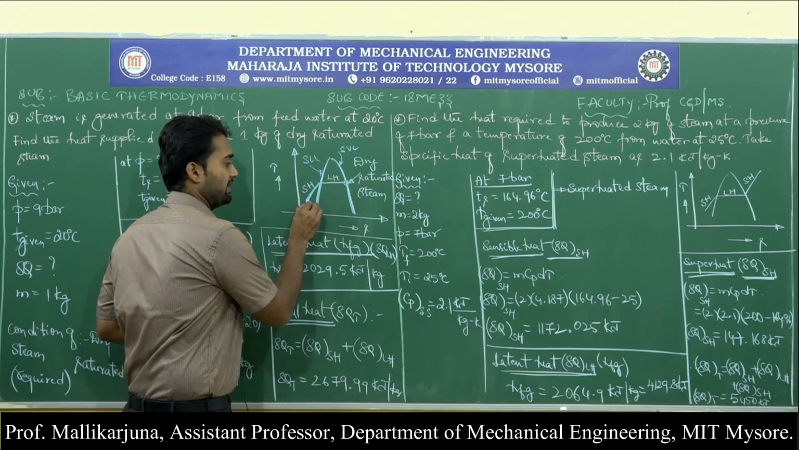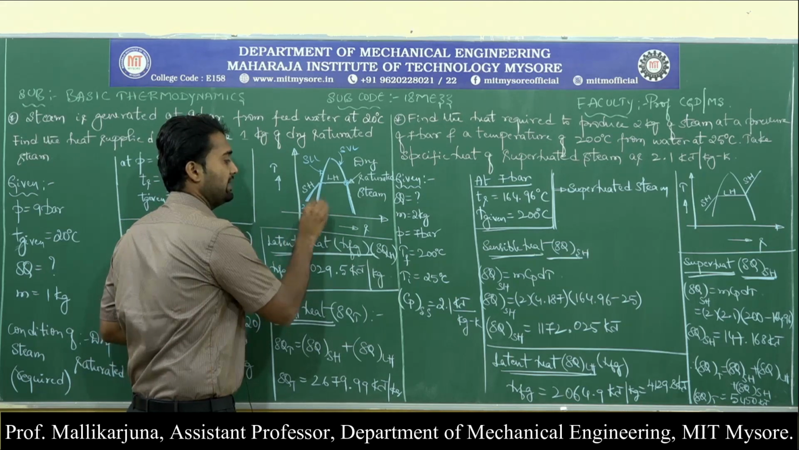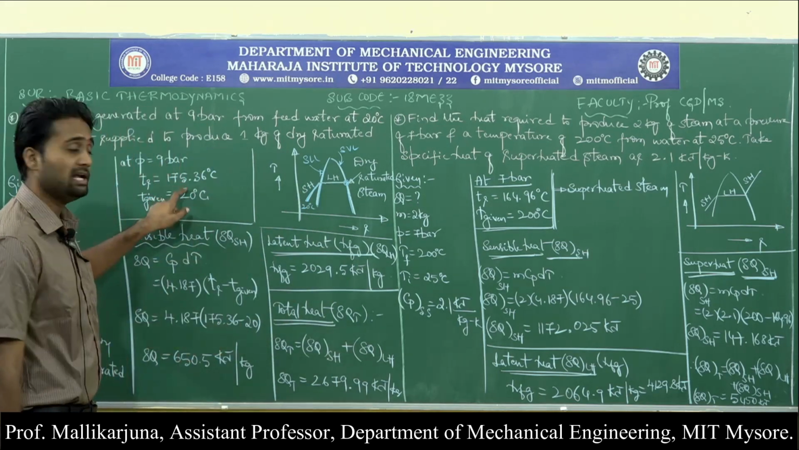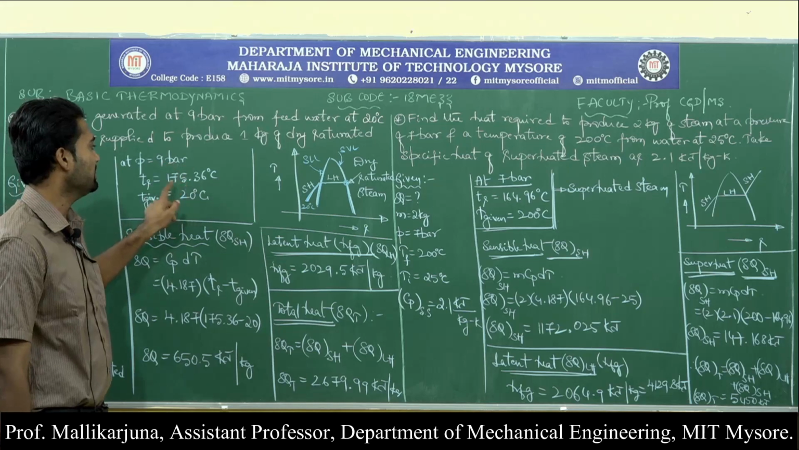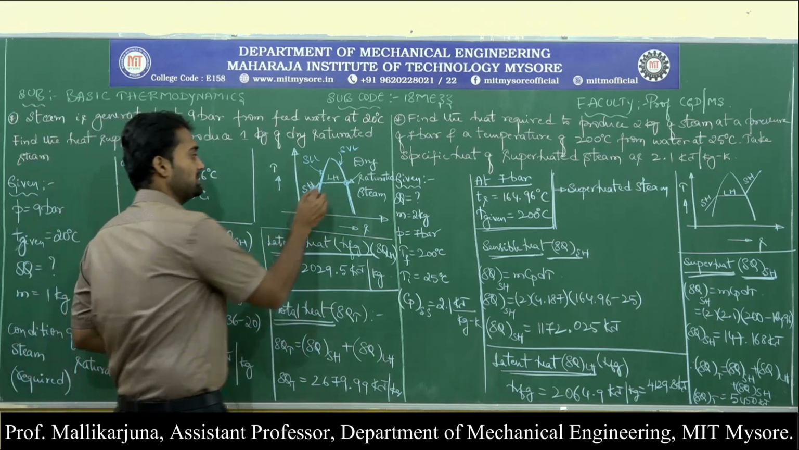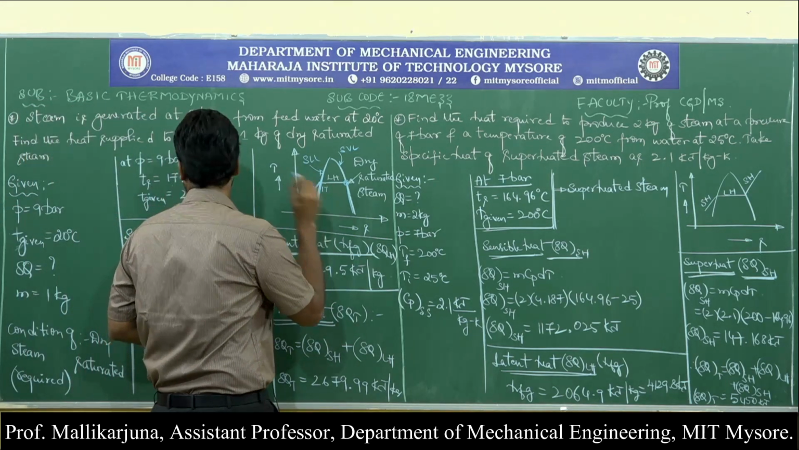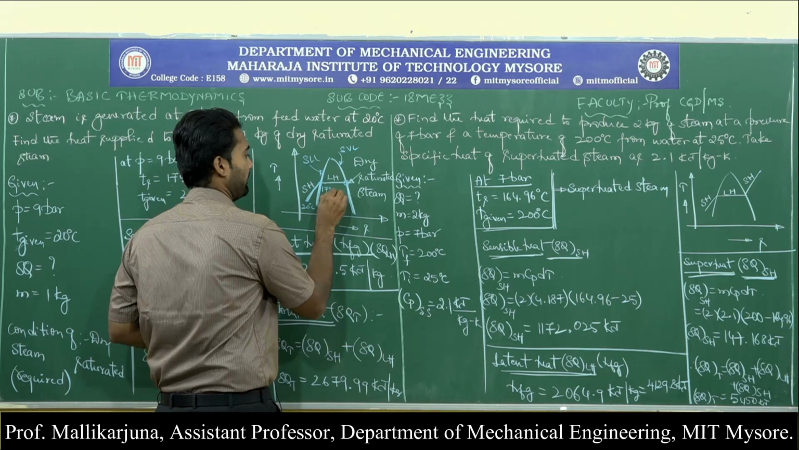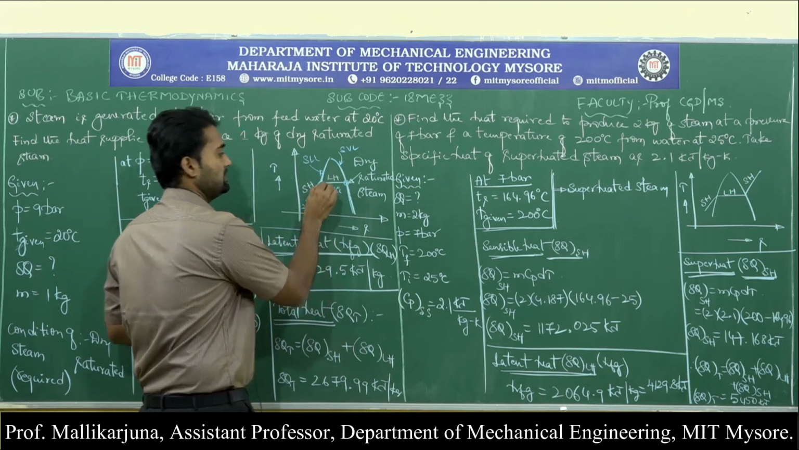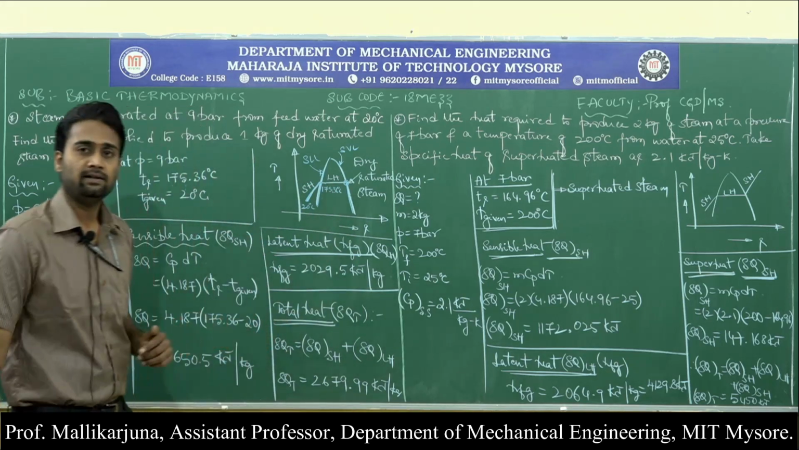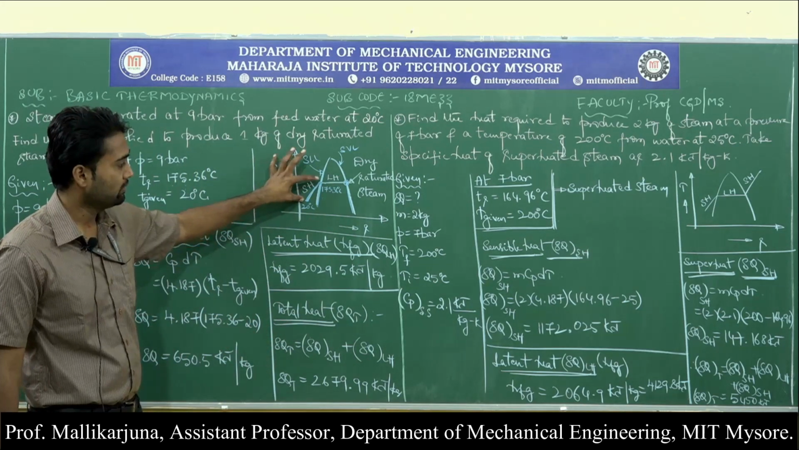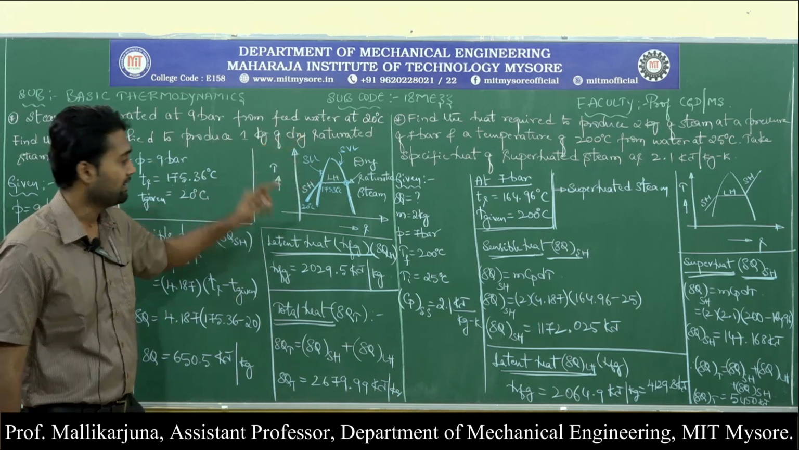Here it is 20 degree centigrade. Feed water supply is at 20 degree centigrade. And in order to take the water to its saturation state, I need to raise its temperature till it becomes 175.36 degree centigrade. So this is the 175.36 degree centigrade temperature. From 20 degree centigrade to this is nothing but sensible heat.